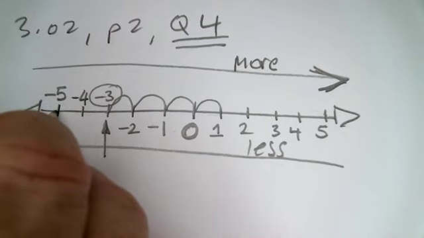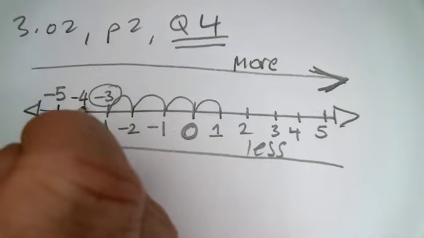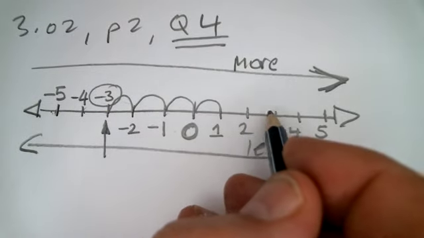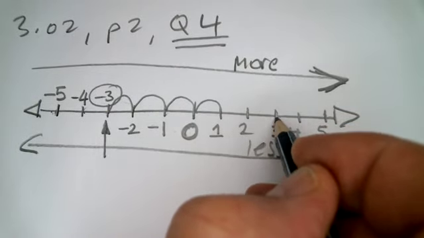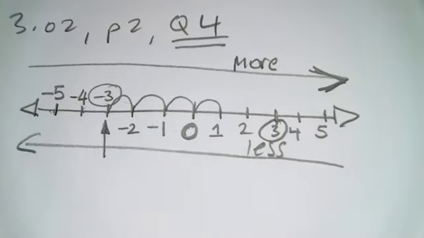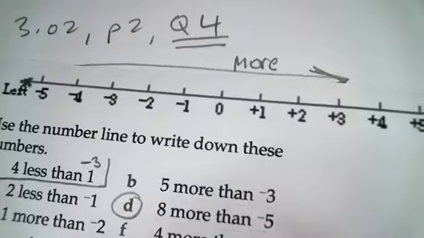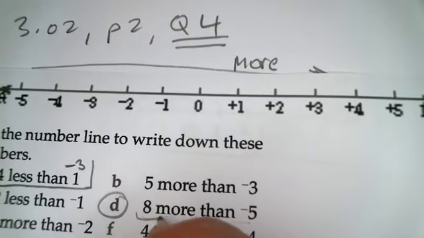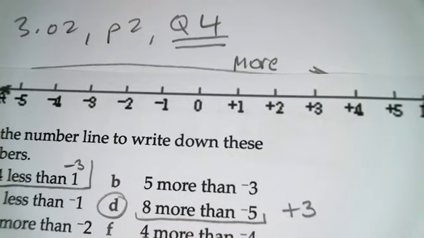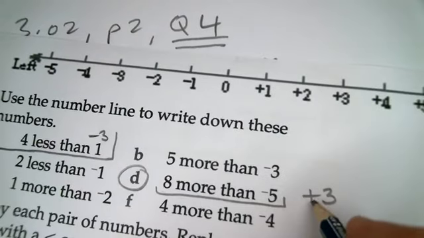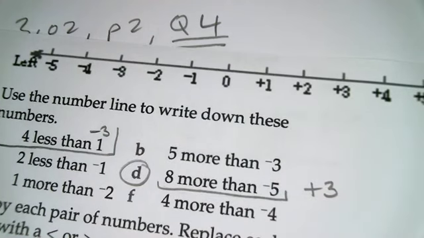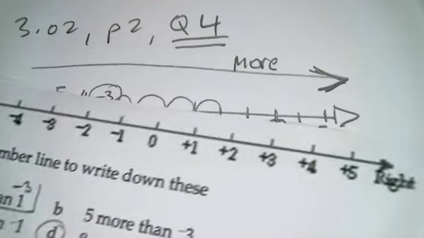We start at -5, and then we're going to go 1, 2, 3, 4, 5, 6, 7, 8. And we're going to end up at 3. So the answer, 8 more than -5, you can either say +3, or you could just say 3. I'm going to say +3 because it's used positive numbers here on the number line. So that's how you think about that.